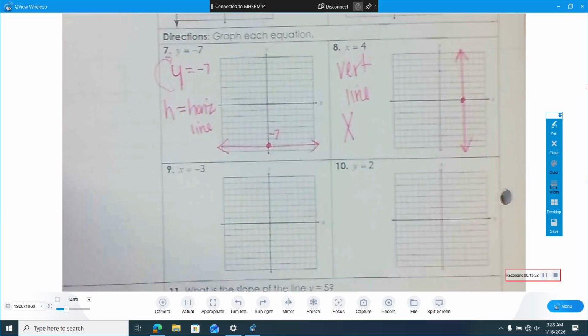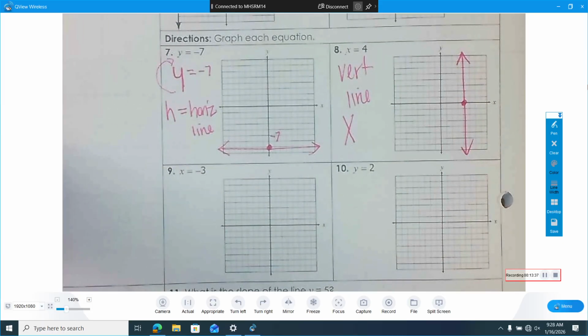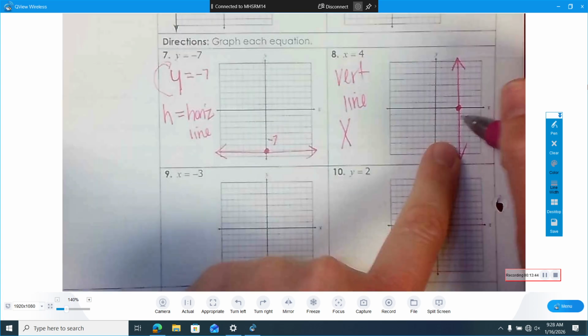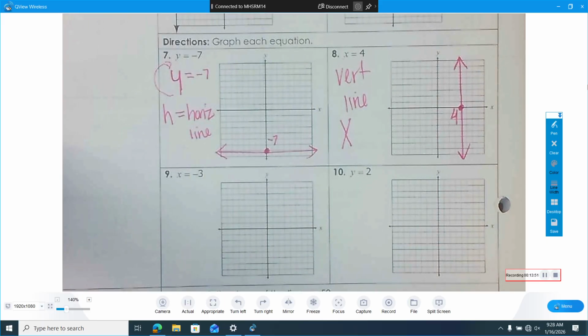Will you graph 9 and 10? Do 9 and 10. Graph 9 and 10. Good. What you doing there, Blake?